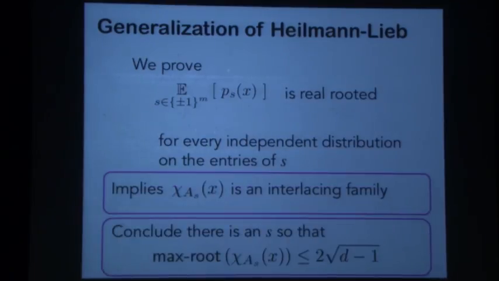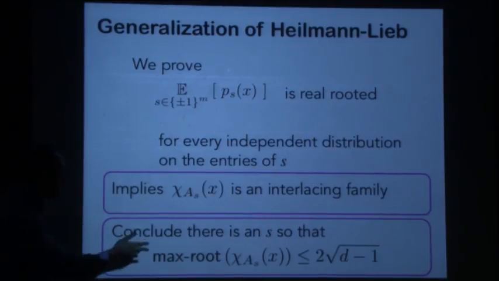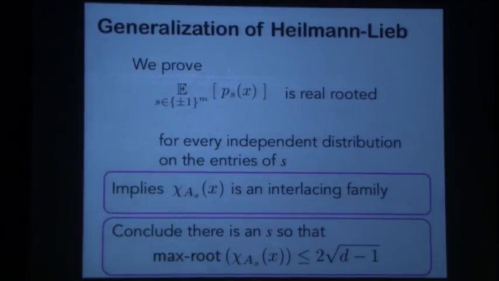And then, good, I always like to finish my last talk early. We got about a few more minutes, but what this enabled, we're basically almost done here. We can now conclude that there is a signing so that the maximum root is at most 2 root d minus 1. And that really was the main theorem I was trying to prove.